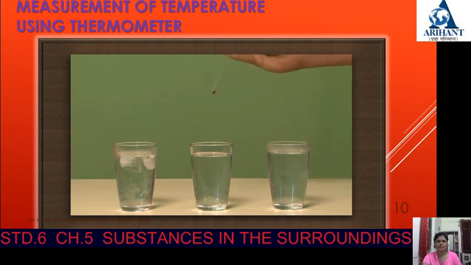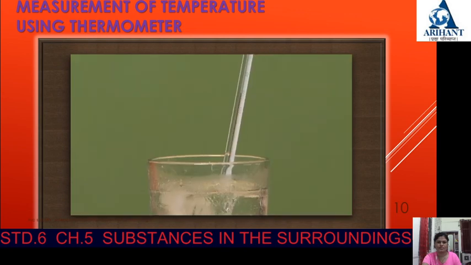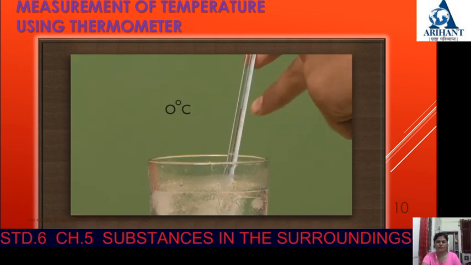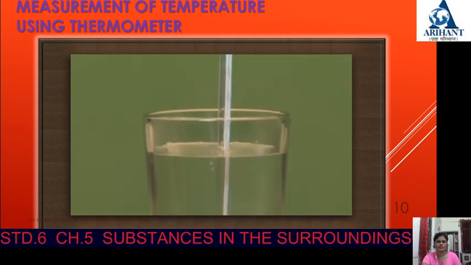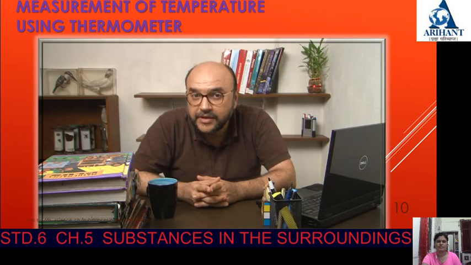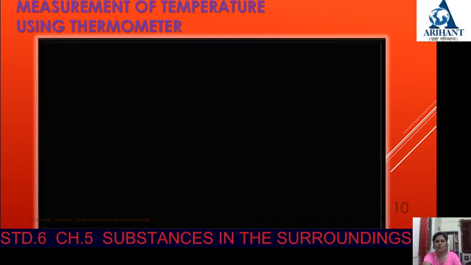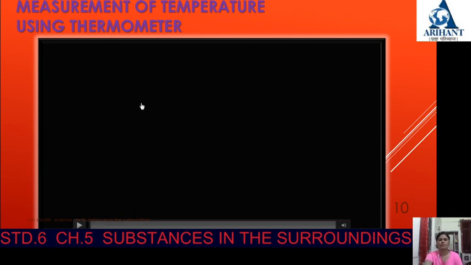Now we will take the thermometer and measure their temperatures. The ice cold water is at 0 degrees Celsius, while the normal water is at 22 degrees Celsius, which is the room temperature, and the hot water is at 55 degrees Celsius. So only a thermometer can tell us accurately if any object is hot or cold. Understand? Only a thermometer can tell us the accurate temperature.